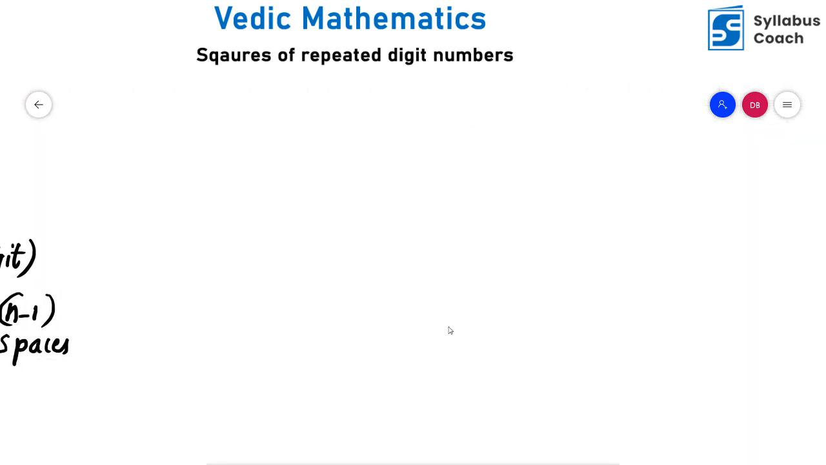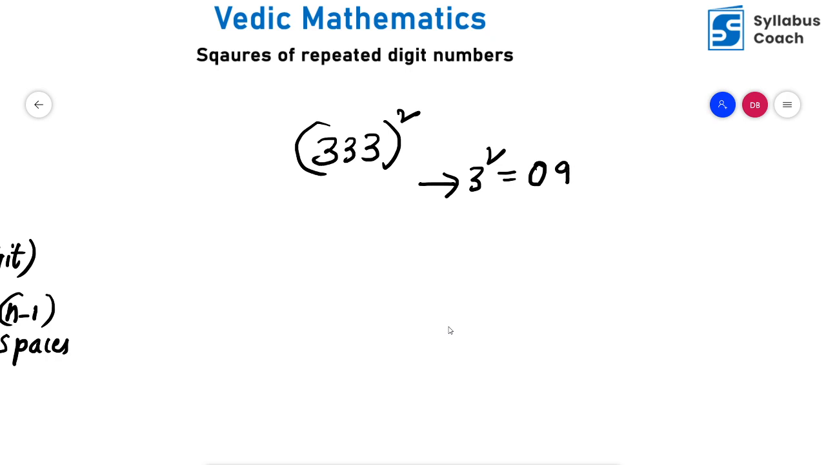Okay. So what are we doing, students? We are taking an example which is 333 whole square. In 333 whole square, the first step is identifying the square of the last number, which is 09. Now, as it is a 3-digit number, we have to leave 2 spaces. So the 2 spaces concept is used here.